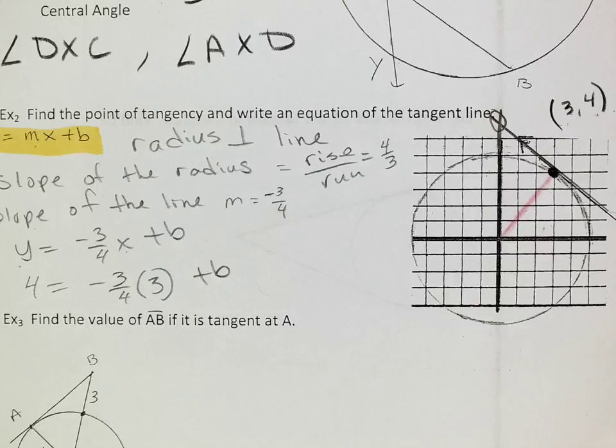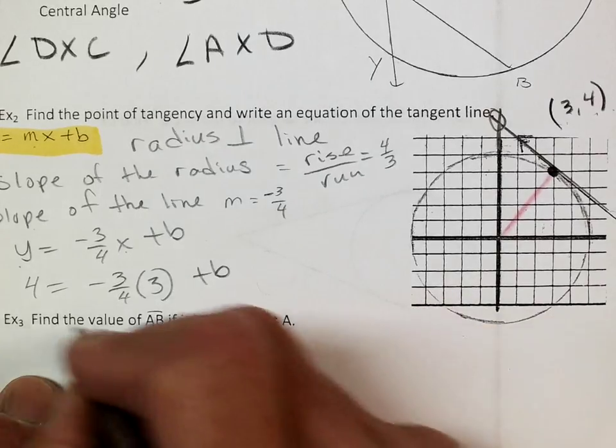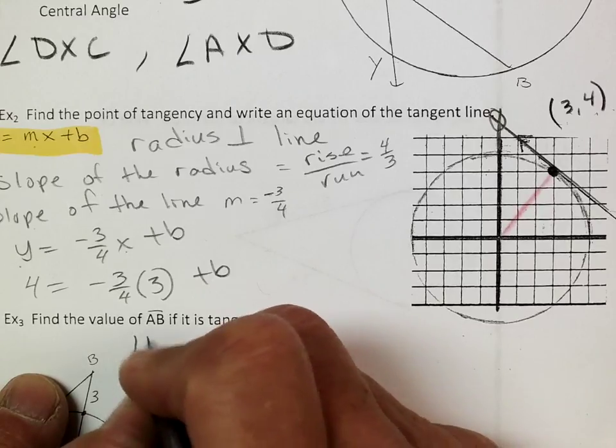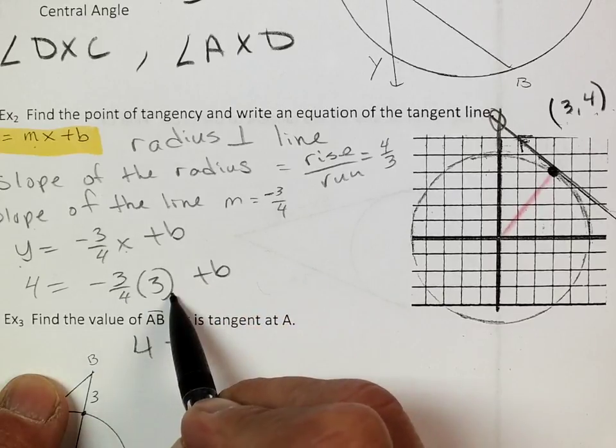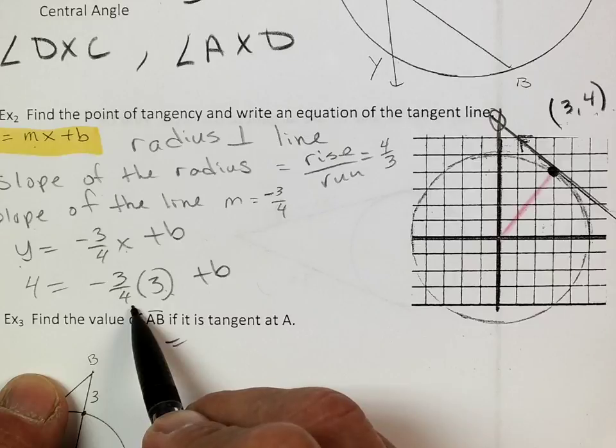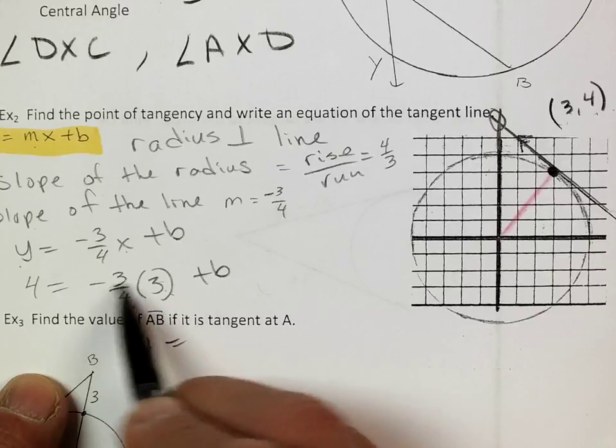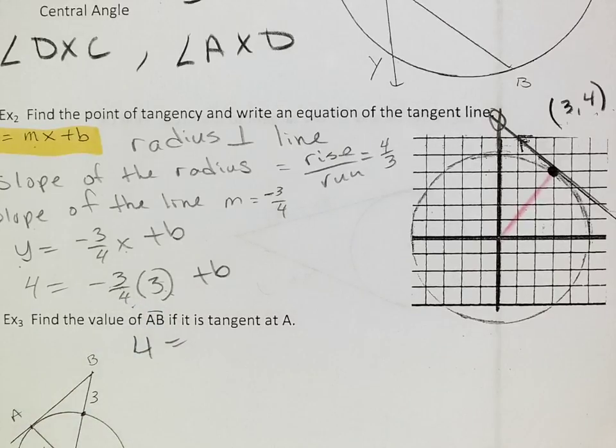So let's keep going. 4 equals, let's see, negative 9/4. Are you guys with me on negative 9/4? It's 3 times 3 divided by 4, and that's the same as negative 2 1/4, isn't it?